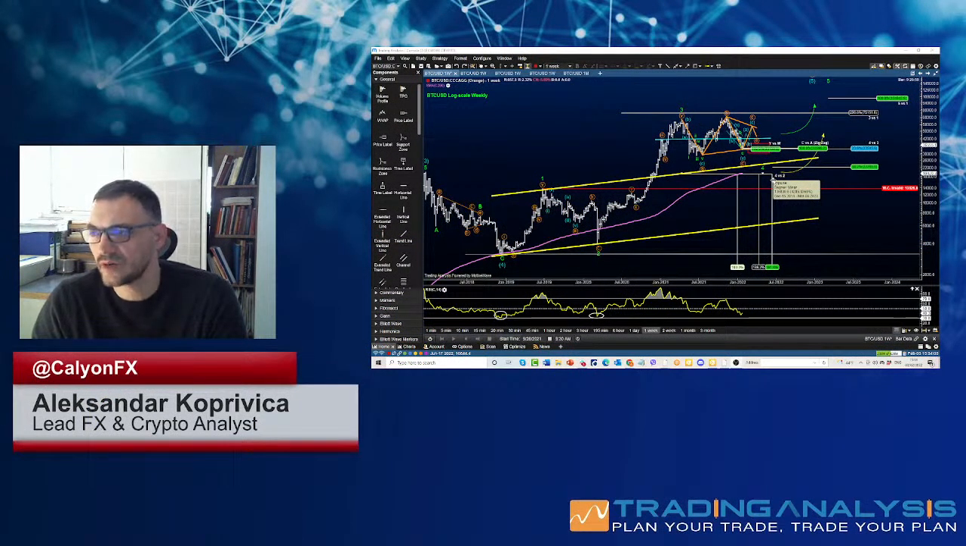Looking at this macro environment and all what is happening, I do think for now we're going to stay in the triangle. If not, if we break 28.8K, I think 20K will be the last level from where we should see a 5-wave move up, which will actually be the reversal signature. And with the pullback, we are going to see a continuation move on the upside.